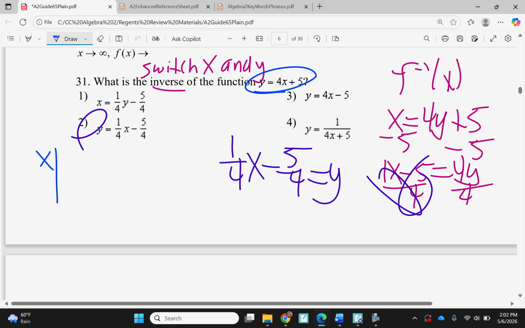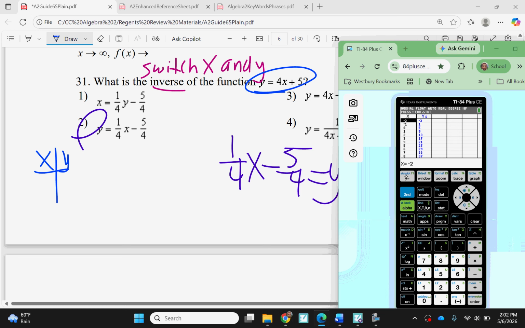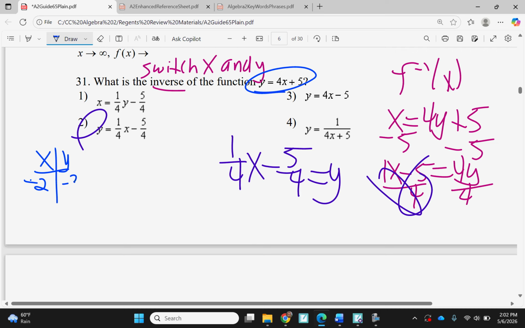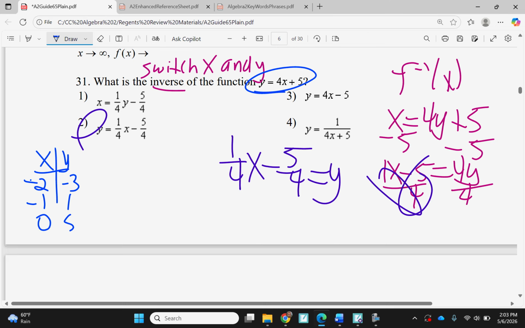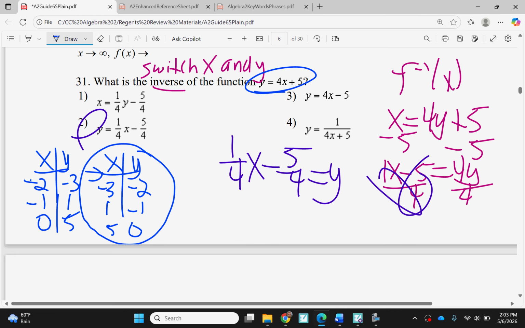So that was -2, -3; -1, 1; 0, 5. And since inverse means switch x and y, I'm going to switch x and y. So I have -3, -2; 1, -1; 5, 0. My answer must have this table.